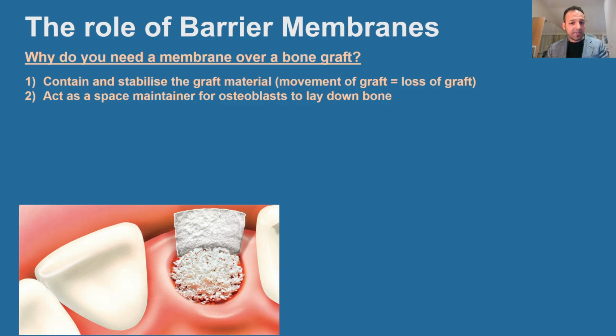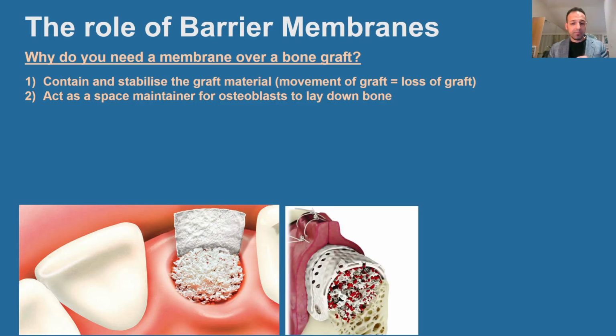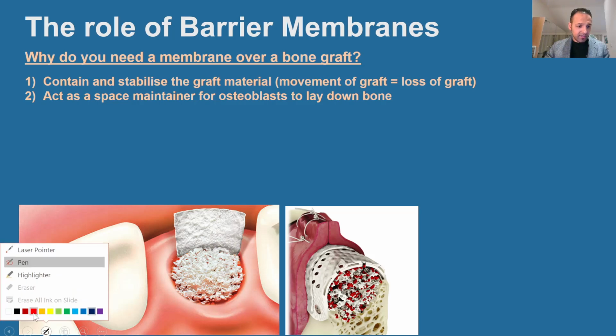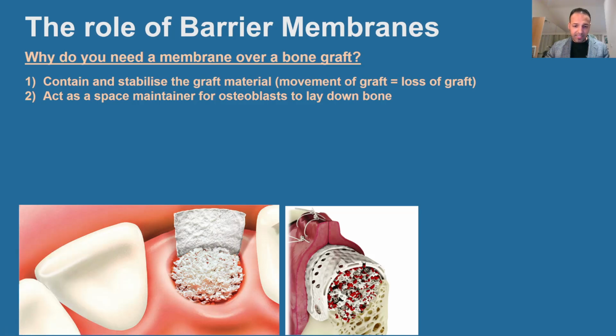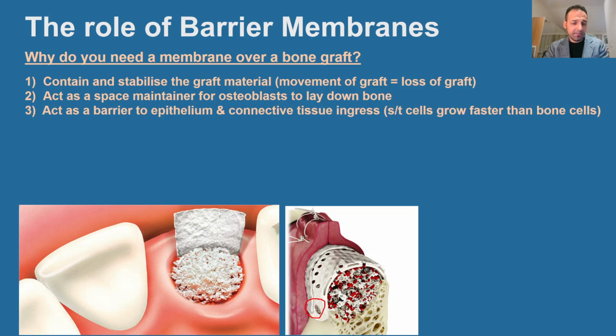They also act as a space maintainer for bone cells to lay down bone. As you can see here, we've got a PTFE membrane on bone. Let's see if we can draw this out. There's the PTFE membrane. You've got some screws or tacks holding it in position. And then the white material inside is the bone graft, and the red is the blood cells and various things such as osteoblasts laying down bone. So we need to maintain that space for the bone graft to grow into, and that's the second reason why we need a membrane. We also need a membrane to act as a barrier to epithelium and connective tissue ingress.